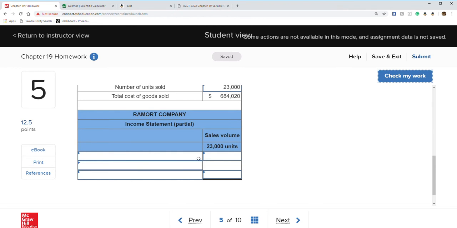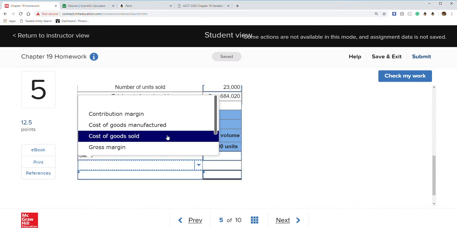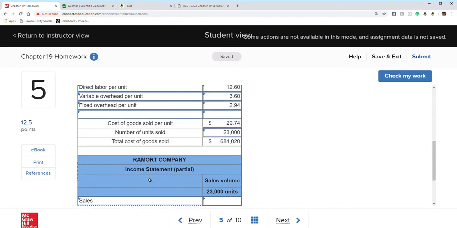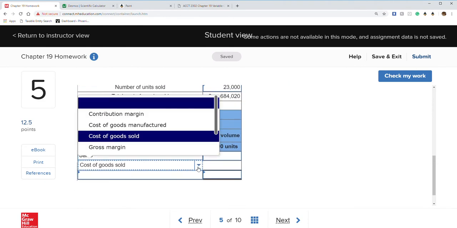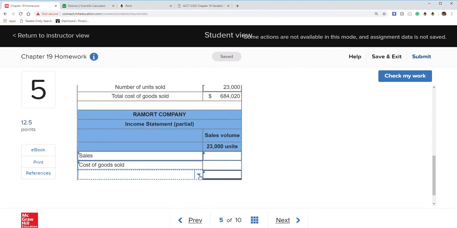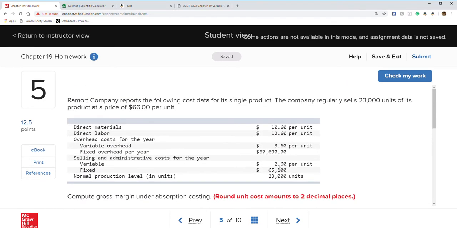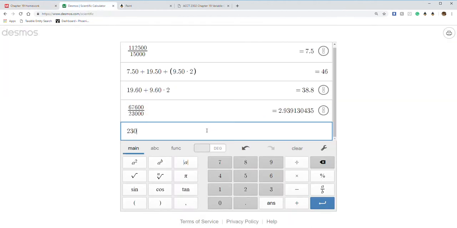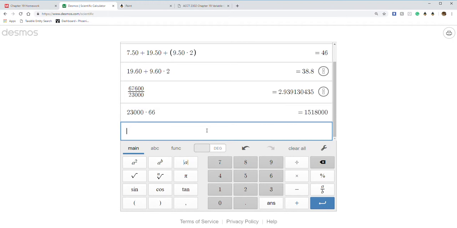So next, it's asking us for our income statement, our partial. Well, that's sales minus cost of goods sold. Again, watch out because they're going to put cost of goods manufactured. Again, for Connect, they're very specific. They want cost of goods sold. Okay? And that's going to equal out to your gross margin. So first off, your sales. We sold 23,000 at 66. Are about 1,518,000.